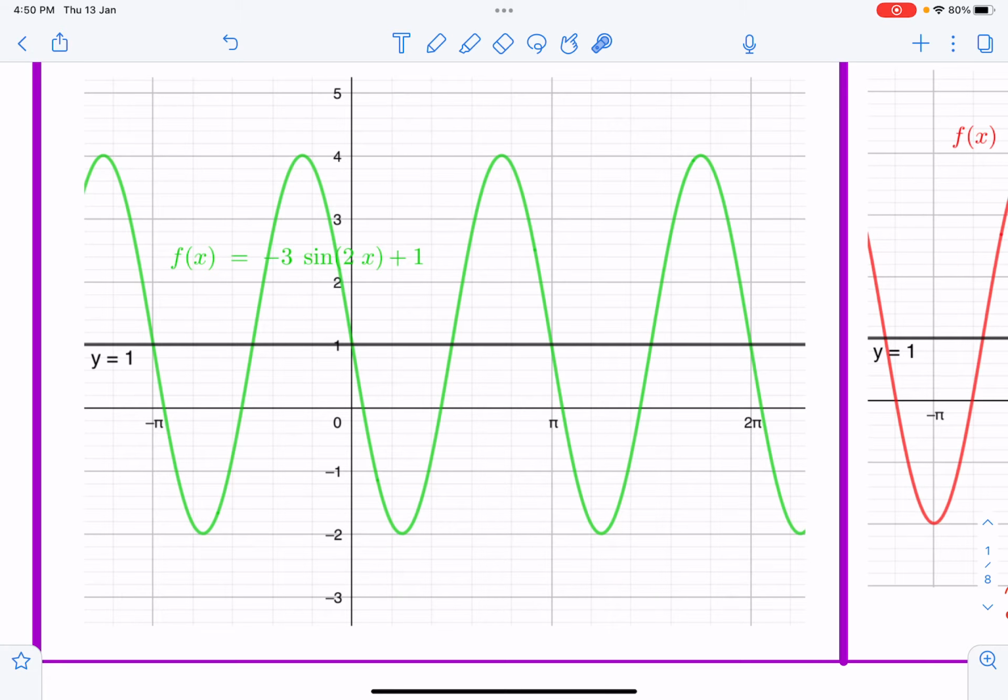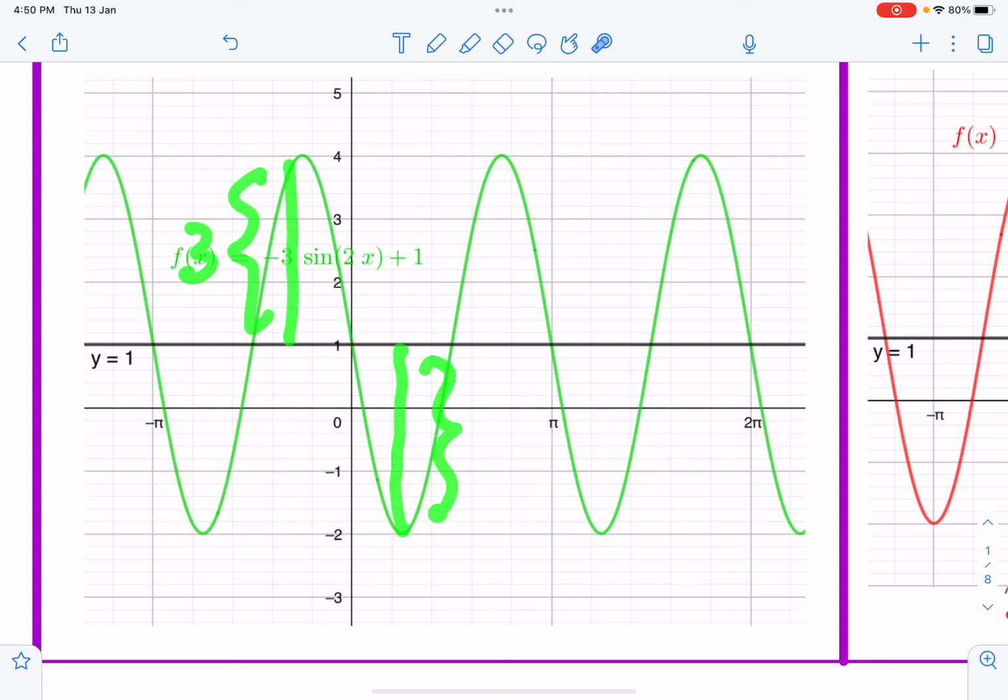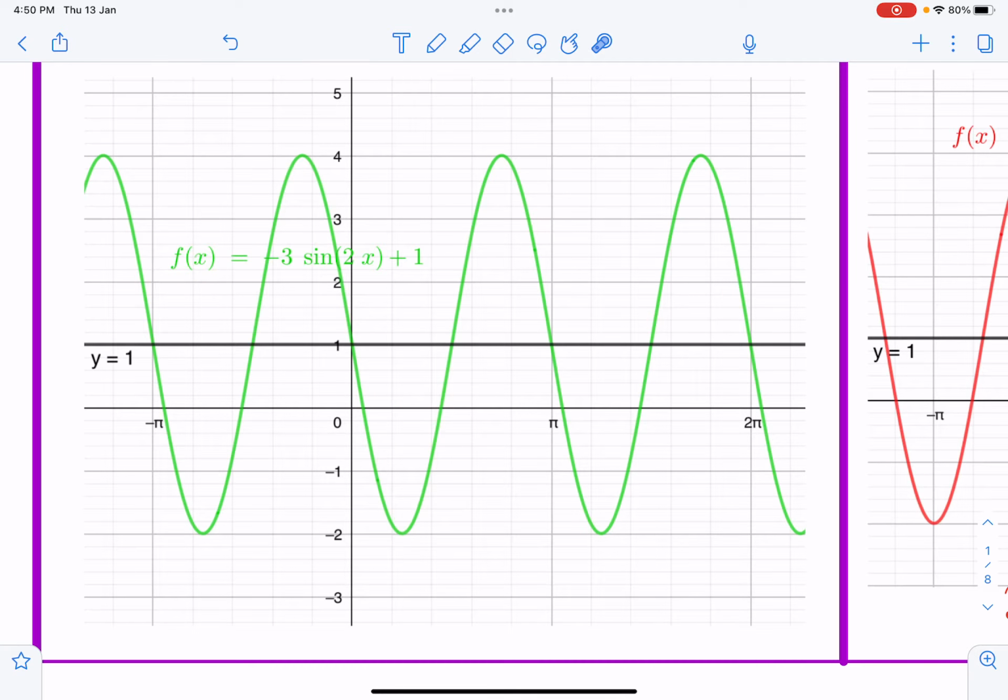So from 1 to 4 the length is 3, which is the amplitude, and then from 1 to minus 2 the length is again 3. So amplitude becomes 3. This 2 is causing the compression of scale factor half, and this 1 is shifting it vertically upwards. So this is the sine curve. It will complete 2 cycles between 0 to 2 pi. One cycle from 0 to pi, another cycle from pi to 2 pi.